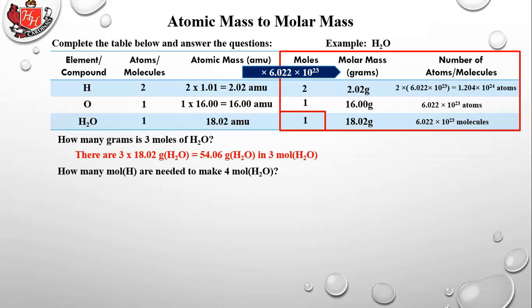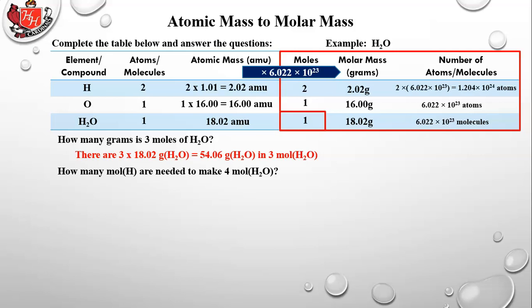It's a unit of measure, moles, and a substance, hydrogen in this case. So how many moles of hydrogen are needed to make 4 moles of H2O? What you do is look up in the moles column inside the big red box, and look at the hydrogen row, and you see that there's 2 moles of hydrogen in 1 mole of H2O. So everything in that big red box is related to 1 mole of H2O.